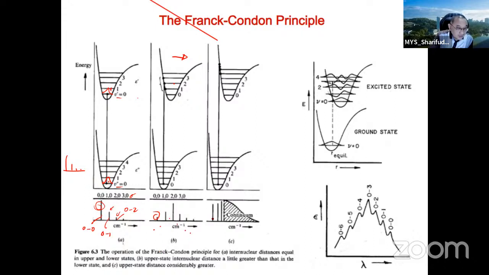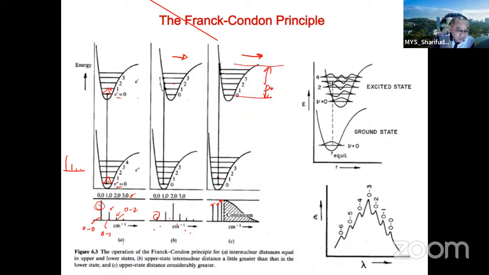Now, if the excited state curve is very far to the right, it's really far away. You see from 0, 4, there's a high transition. 0, 5, high transition. 0, 6, high transition because of the overlap. But then it can also go beyond the dissociation energy. So this is the dissociation energy, right?